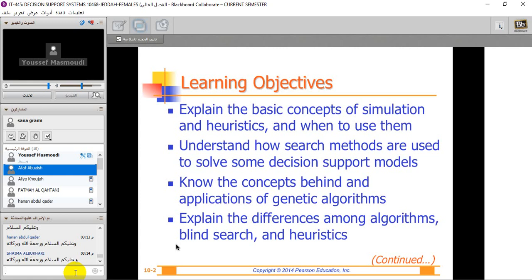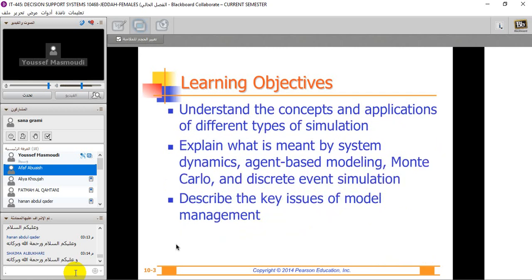One of the well-known meta-heuristics is the genetic algorithm. We will explain this algorithm today, inshallah. Explain the difference among algorithms, blind search, and heuristics. Understand the concepts and applications of different types of simulation.